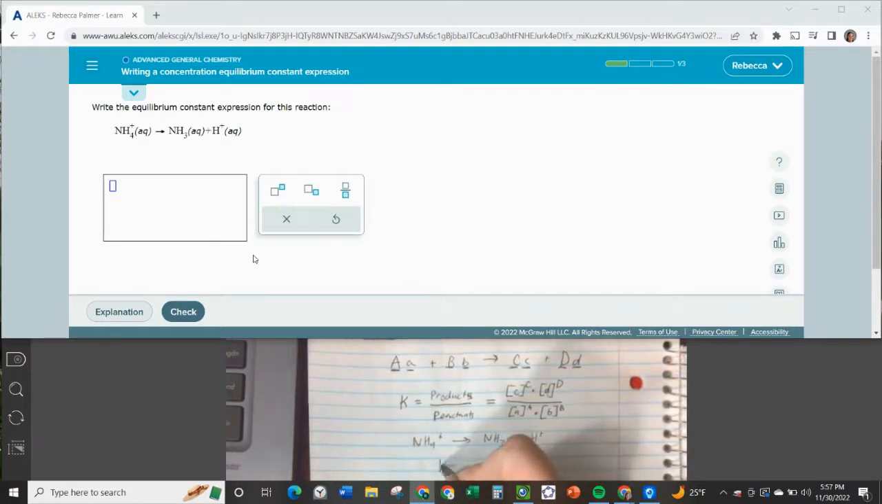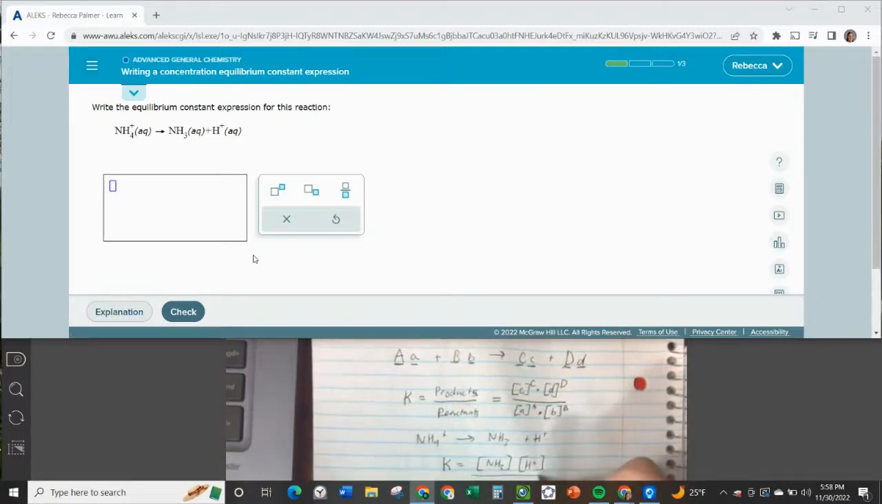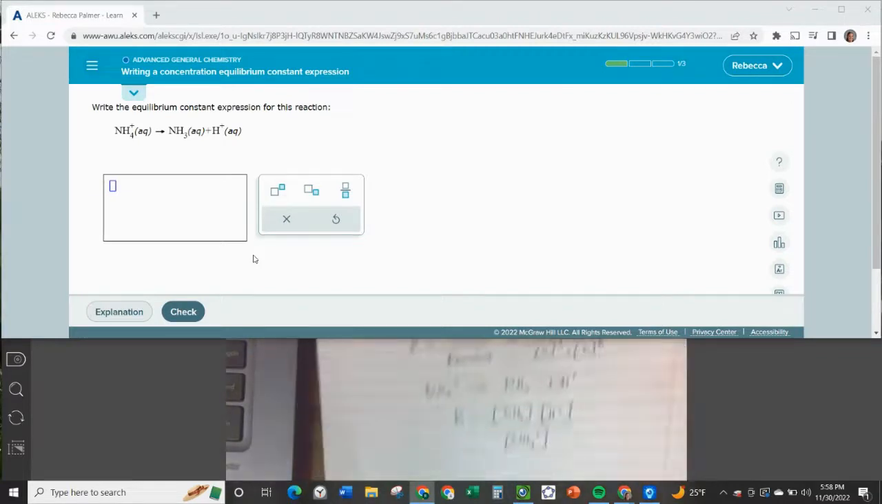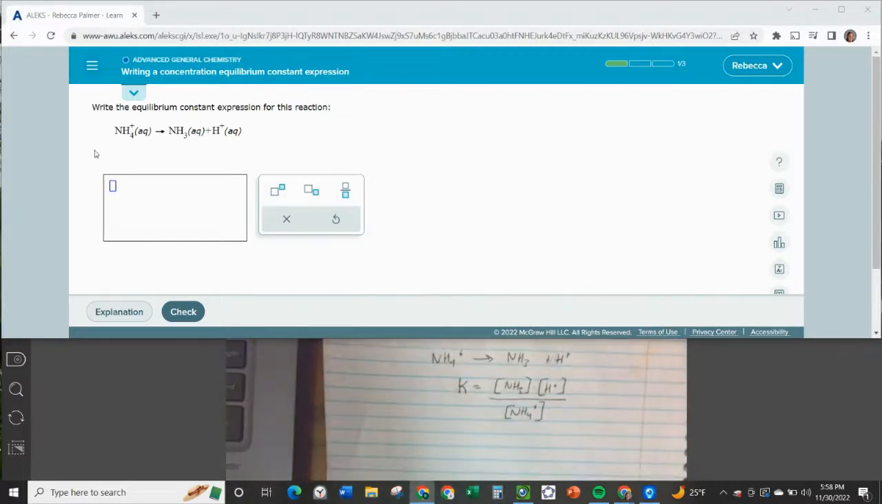So when we write the equilibrium constant for this, we will write the concentration of this product raised to the 1, but we don't need to put the 1, times the concentration of this product all over the concentration of our reactant. So this would be our equilibrium expression, or equilibrium constant.